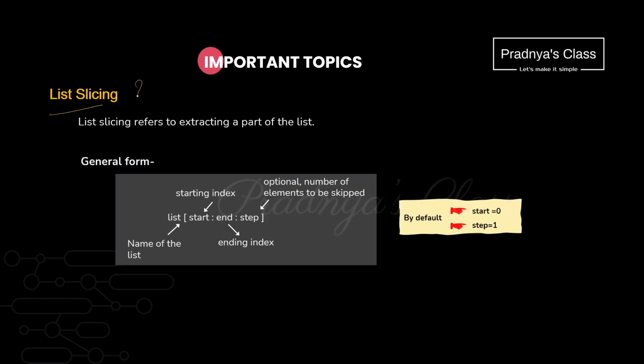Now what about slicing? It works exactly as in string. There are three different parts followed by the name of the list. First is start, which indicates the starting index. The second is the ending index and third is step. All three parts are optional. End and step are exclusive. If you don't mention start, it will be 0. If you don't mention end, it will consider the whole list. And by default, the value of the step is 1.